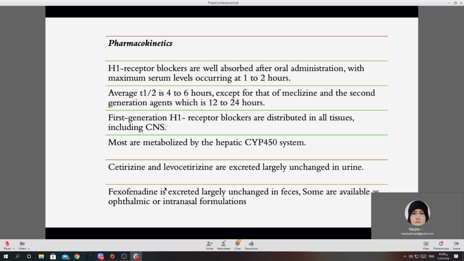Cetirizine and levocetirizine are secreted and changed in urine. However, fexofenadine is largely unchanged in feces, and some other antihistamines are available as ophthalmic or intranasal formulations to produce their local effects. For example, in hay fever, allergic rhinitis, or conjunctivitis.